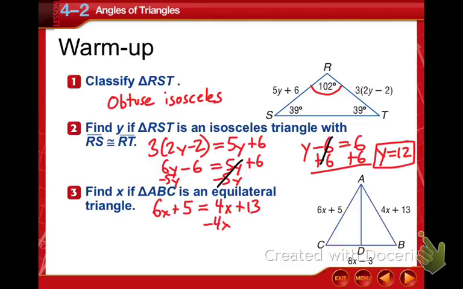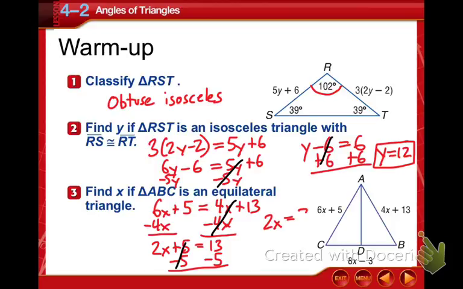I'm going to subtract 4x from both sides. So we now have 2x plus 5 equal to 13. I'm going to subtract 5 from both sides. 13 minus 5 is going to get us 8. So 2x equals 8. You divide by 2 on both sides. X is equal to 4.